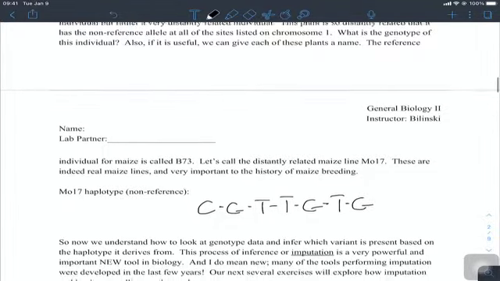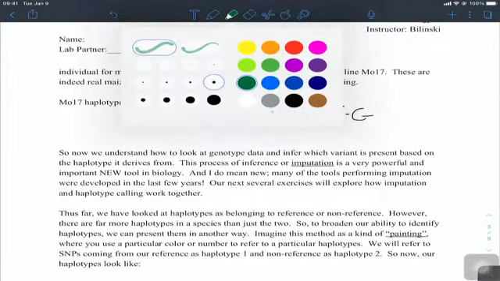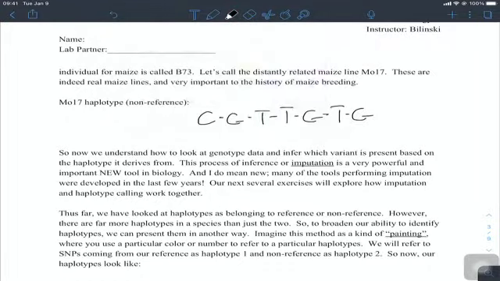So let's see if we can start to paint these separately. I'll go ahead and paint the non-reference, the Mo17, in black. So we've got black and green as our two colors.